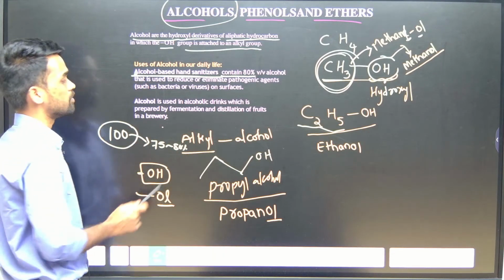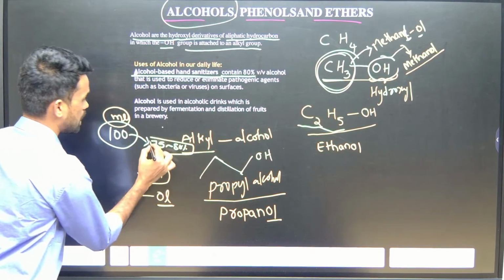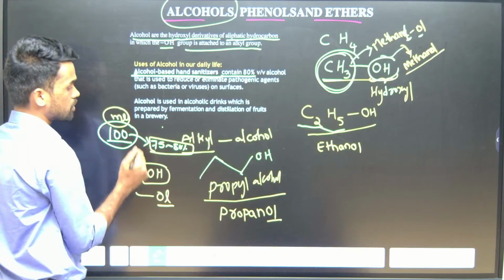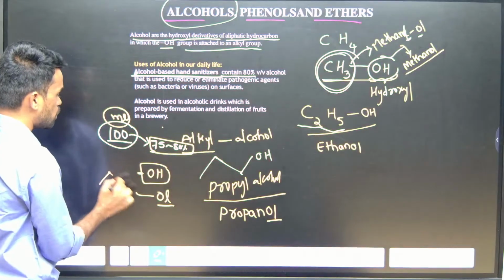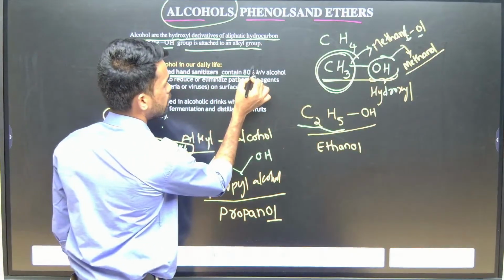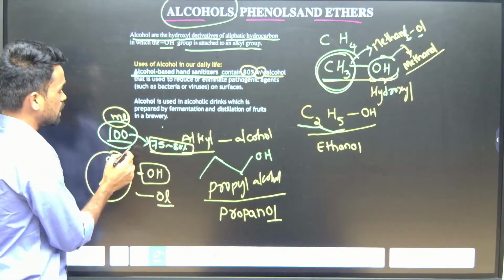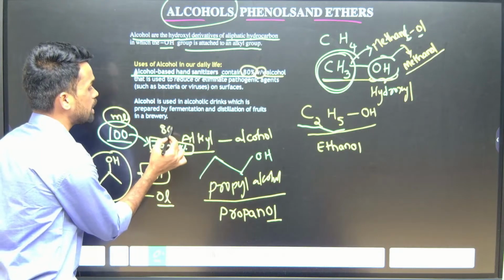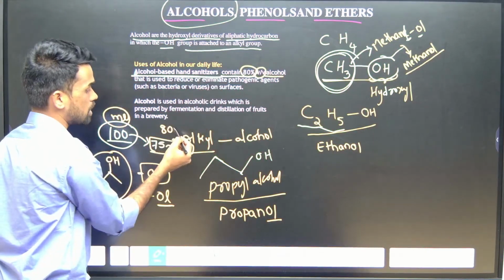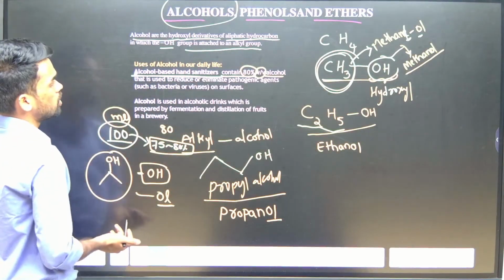For example, I am taking a 100 ml sanitizer. How much ml of pure alcohol will it contain? Most generally the alcohol present is isopropyl alcohol. See, 80% volume by volume alcohol is used in hand sanitizer, it is mentioned. It means if you take a 100 ml bottle, it contains 80 ml of alcohol and 20 ml of solvent like water or some other solvent. Now it will eliminate the pathogenic agents on the surface of the hands or wherever we are applying it.